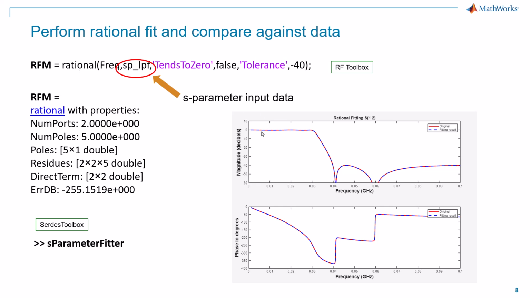Once you do the rational fit, you can then plot the results of the fit against the original S-parameter data to make sure it's a good fit. The rational object will tell you how many ports, how many poles, the residues, whether there's a direct term involved, and the error associated with the fit. And if you want an app-based approach and you have access to SerDes Toolbox, there's an S-parameter fitter app, so it's a point-and-click approach as opposed to a programmatic fitting approach, where you can specify the S-parameter file and some other fitting parameters via the graphical user interface, and then let it do its job.